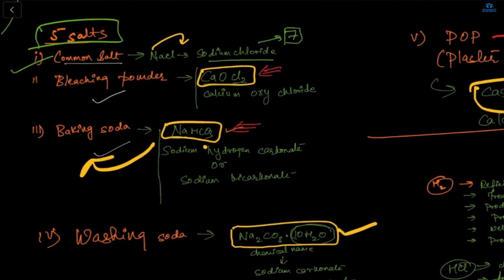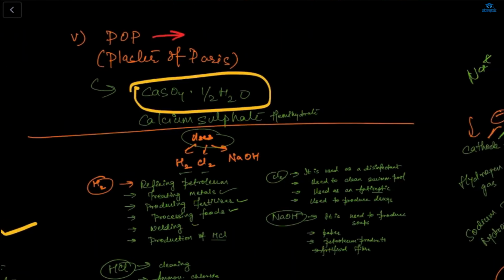Like bleaching powder is what? CaOCl2, calcium oxychloride. Baking soda is NaHCO3. Washing soda is Na2CO3.10H2O. Plaster of Paris is CaSO4 and half H2O.